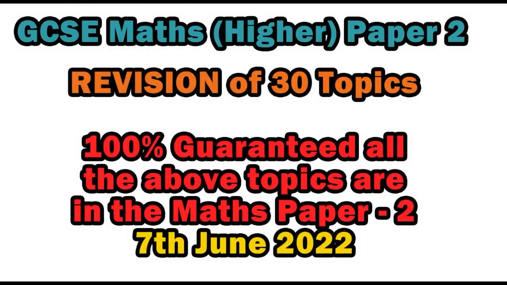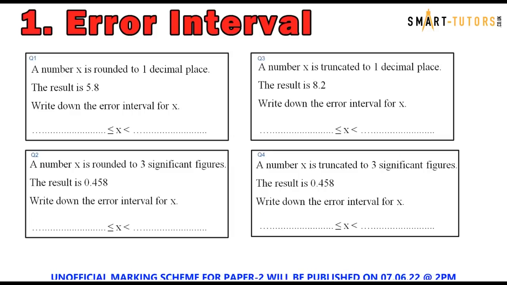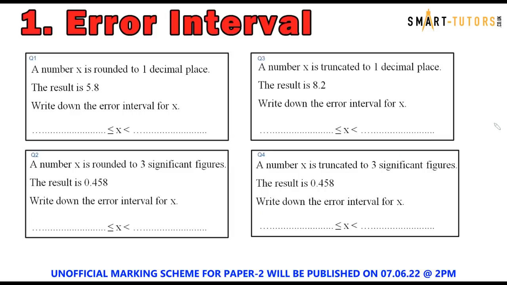GCSE Maths Higher Paper 2 revision of 30 topics. 100% guaranteed, and all the above topics are in the Maths Paper 2, 7th June 2022. Let's have a look at the topics. First, number 1, error interval. In the error interval, they may ask for rounding or truncation.